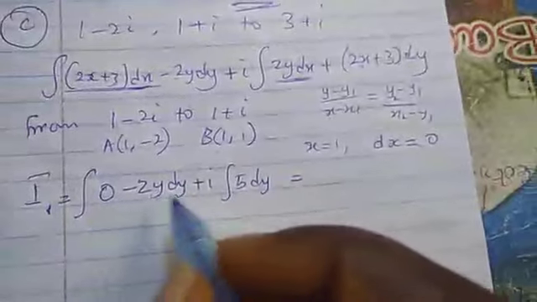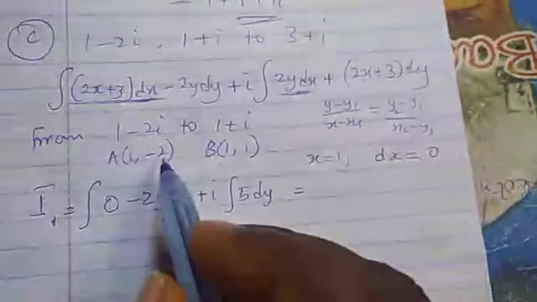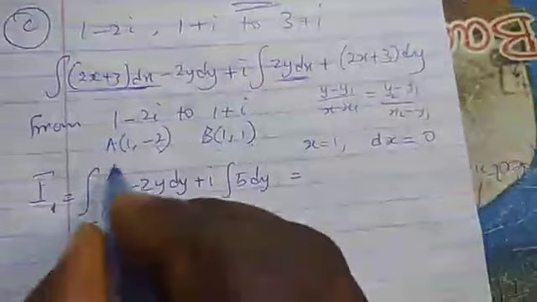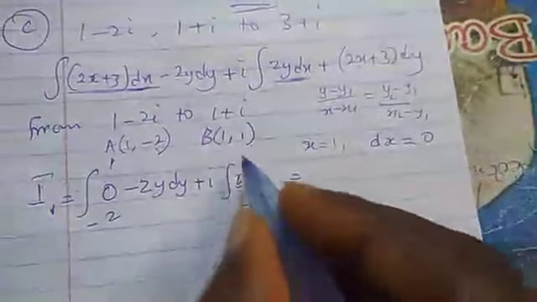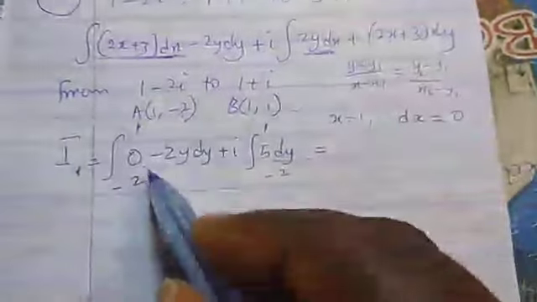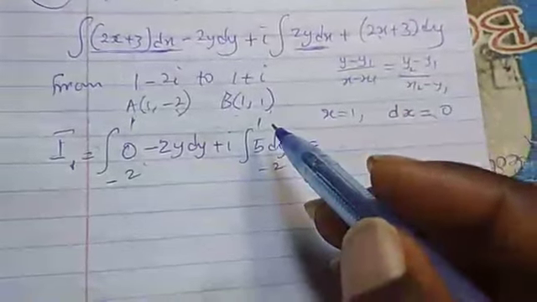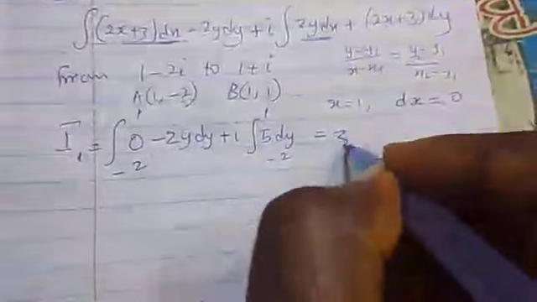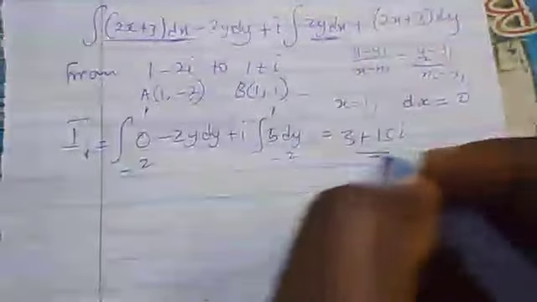Now, what boundary are we using? It remains only y. So we are going to use the boundary of y, which is minus 2 to 1. You can as well apply it here; you get the same thing. And when we simplify and integrate, we are going to get 3 plus 15i.